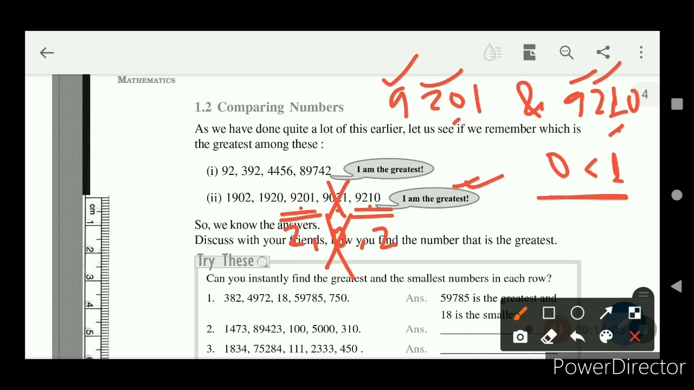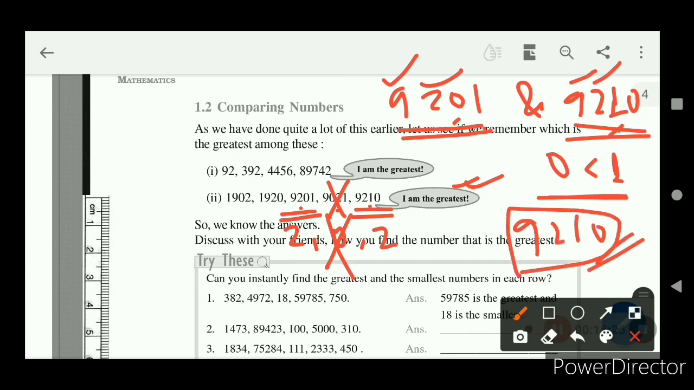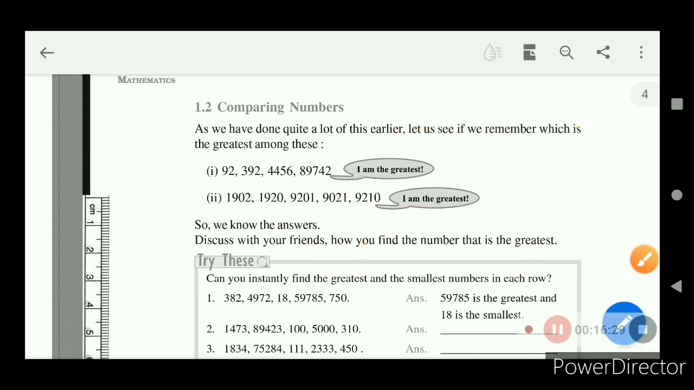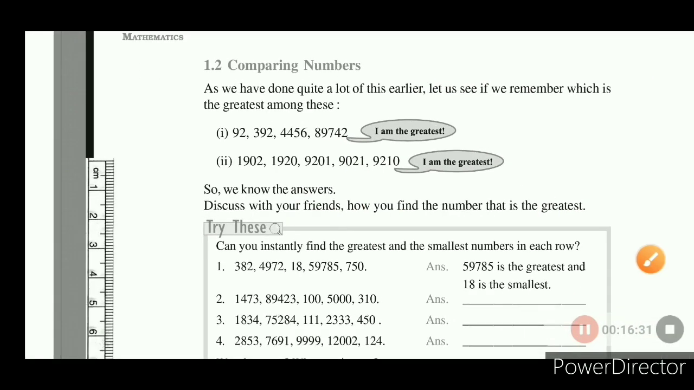So therefore we have our greatest number, that is 9210, because it has 1 after 2, and this number has 0 after 2. So 9210 is the greatest. Is it clear? And this has been given here. So we know how it is done.